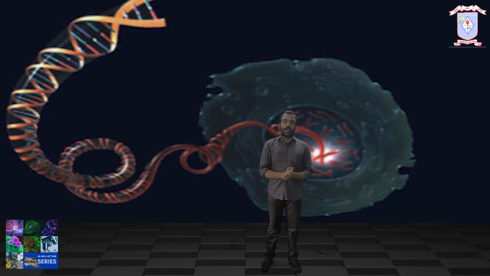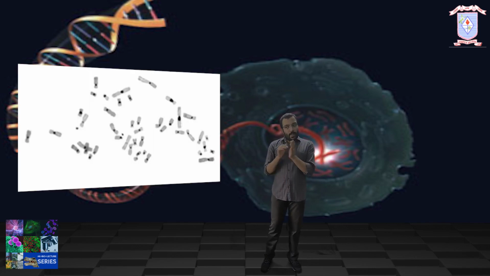Today's lecture concentrates on centromere banding, that is C banding. C banding is a selective staining method. In the C banding method, it selectively stains the area located around the centromere of all chromosomes and on the distal arm of the Y chromosome.